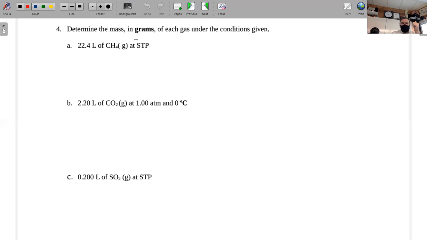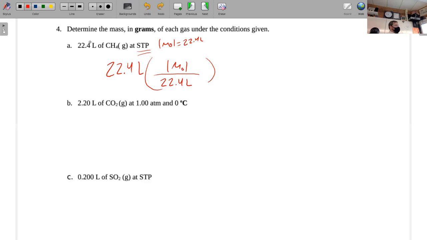In this problem, you already know how to do step A. If I've got 22.4 liters of methane at STP, the first thing you want to do is convert to moles. This happens to be the volume of 1 mole of gas. If you're at STP, 1 mole has a volume of 22.4 liters. So if you want to convert to moles first, you can just use Avogadro's law to convert to number of moles. If this happened to be a different volume, it wouldn't matter. You just put that different volume here. It's cool.